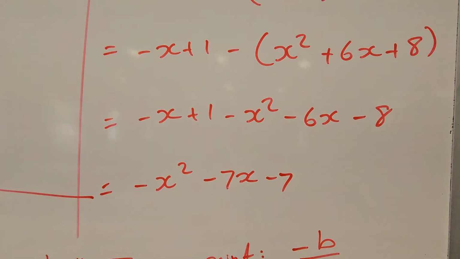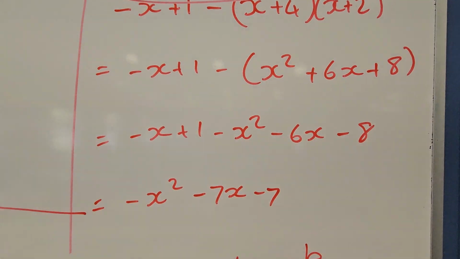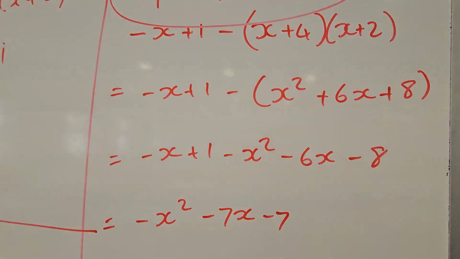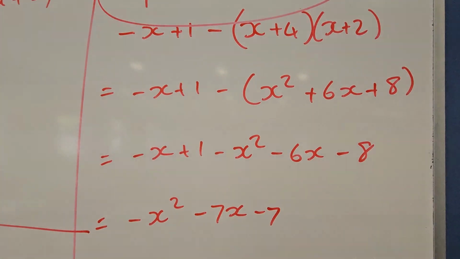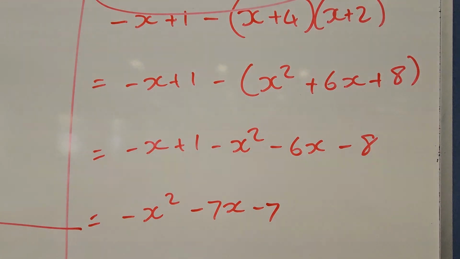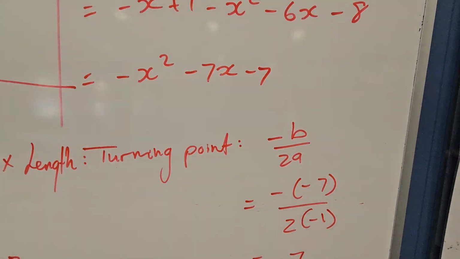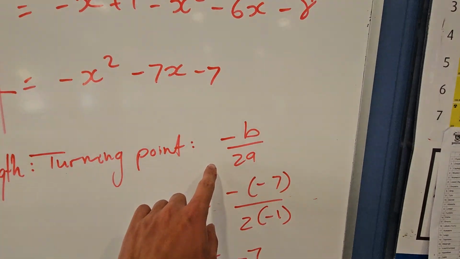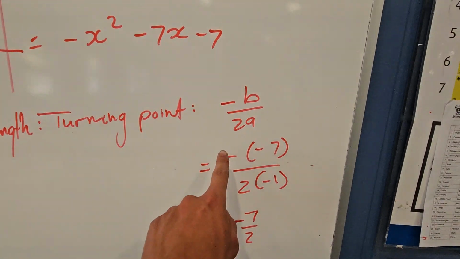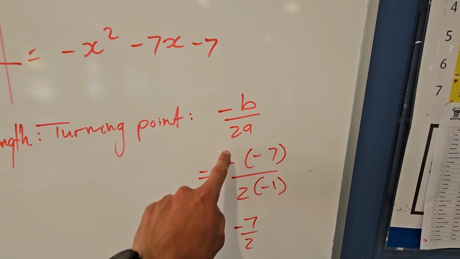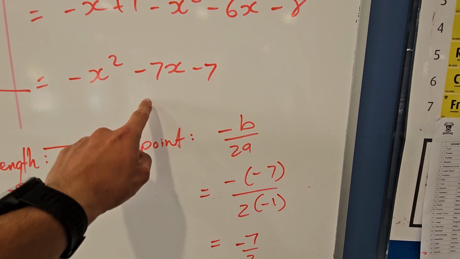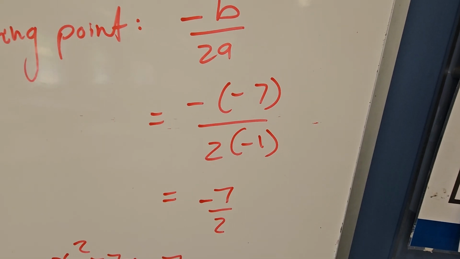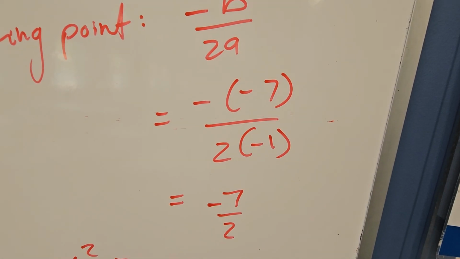Now there's two methods going from here. This would be the general formula for the length of my line. The maximum length of the line would happen at the y value at the turning point. To get the x value of my turning point, I would substitute into negative b over 2a. Our b value is negative 7, our a value is negative 1. We get an x value of negative 7 over 2 as my turning point.